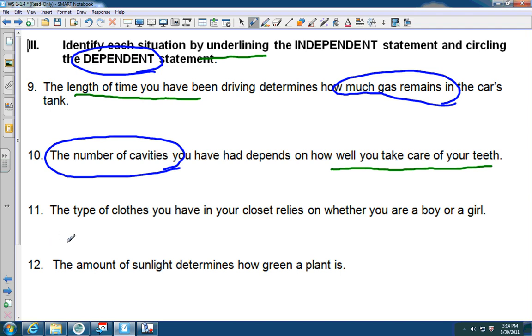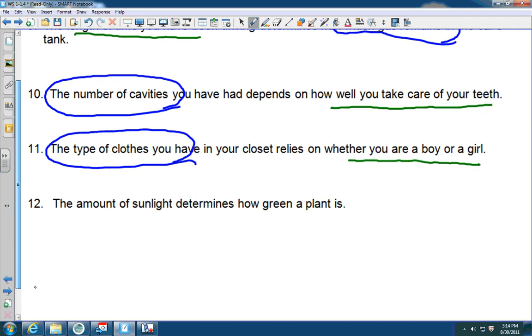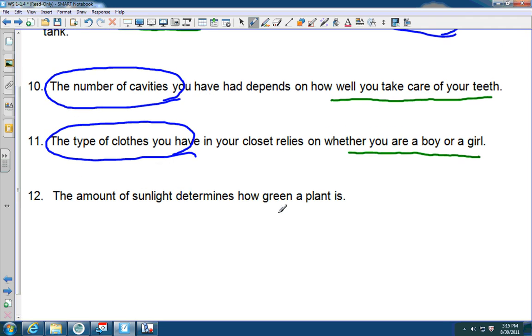Number 11, what type of clothes you have in your closet relies on whether you're a boy or a girl. I mean, think about it. When a person's going to have a baby, do they just go out and buy random clothes? No, they find out if they're having a boy or a girl first, and then that tells them what type of clothes they can buy. Number 12, the amount of sunlight determines how green a plant is. The sunlight happens first, then that makes the plant green.